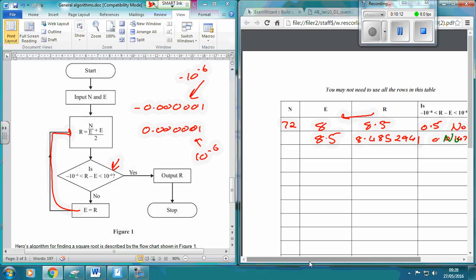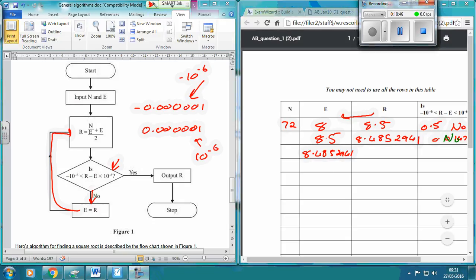Okay, so now it's no, so it's going to be e equals r. So e equals 8.4852941. So 72 divided by, oh, excuse me a sec. Okay, so I just have to check the mark scheme to see if it works, if you've rounded to 7 decimal places, or whether or not they want the original answer. But they're okay if you do the rounding.